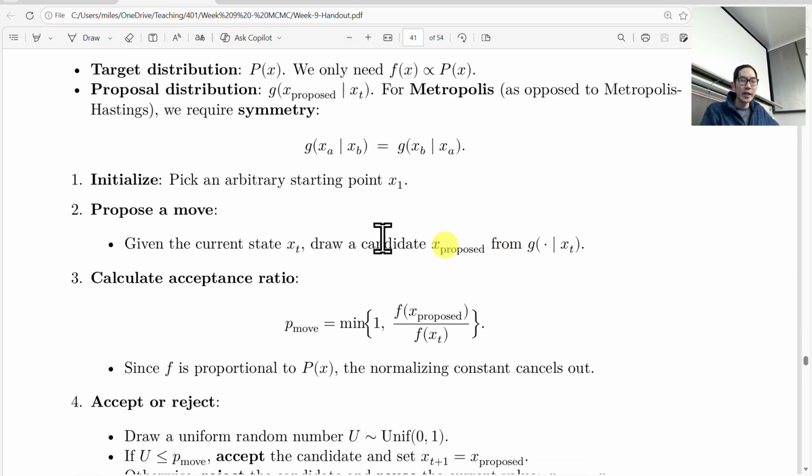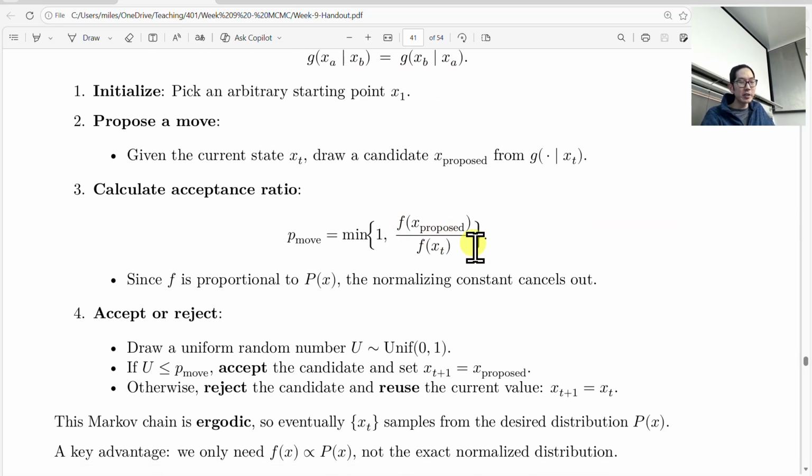And so I say, given the current state, draw a candidate. This is going to be my proposed value from this proposal distribution, whether it's flipping a coin, drawing a normal random value, or some other thing. I have a proposed location. And then I calculate something called the acceptance ratio.